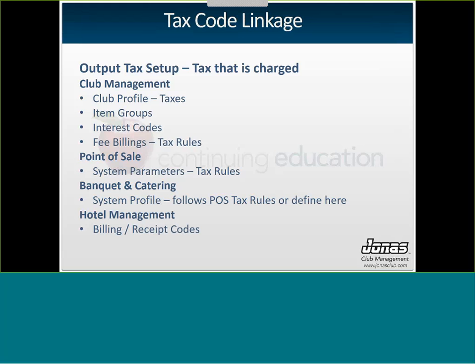So once you have all of your tax codes set up, so you have one for your state tax, your county tax, you have your liquor tax code, everything set up, you'll want to go ahead and link it to all the different things that you can sell in Jonas. So there are a couple different spots. Then here you can see they're grouped by module.